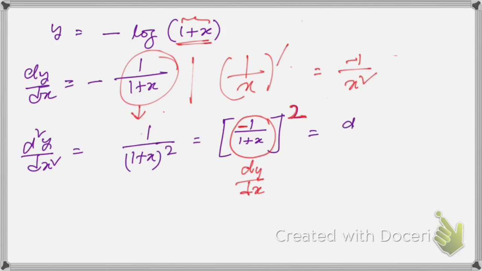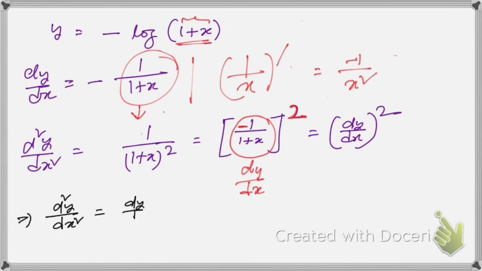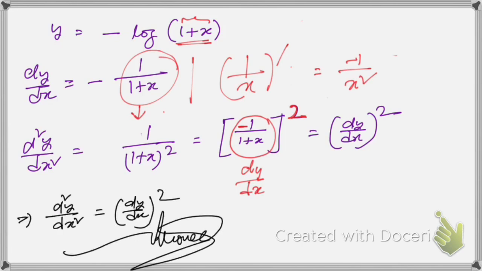So that's why we can write this as dy by dx whole square, because minus 1 by 1 plus x is nothing but dy by dx. We have already got that. So if you compare the result above, we have finally proved this relation. Okay, so hope you have understood. Now let's move on to the next question.